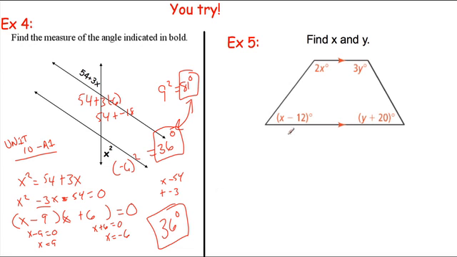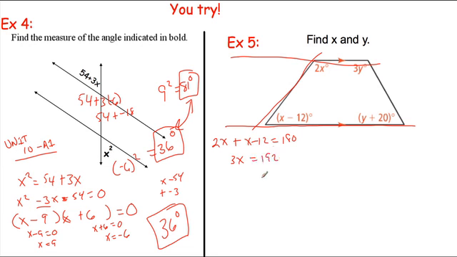All right, over here, this last one, these are parallel lines right here. And you have to understand, these are the transversals. So these two here are same side interior. So 2x plus x minus 12 equals 180. 2x and 1x is 3x. I'm going to add 12 to the other side. I have 192. Divide by 3. And when I divide that by 3, 192 divided by 3 is 64 degrees.